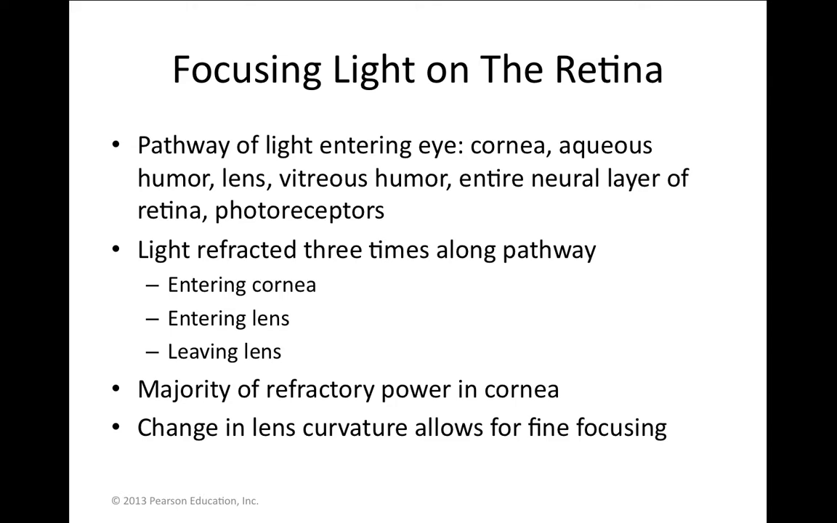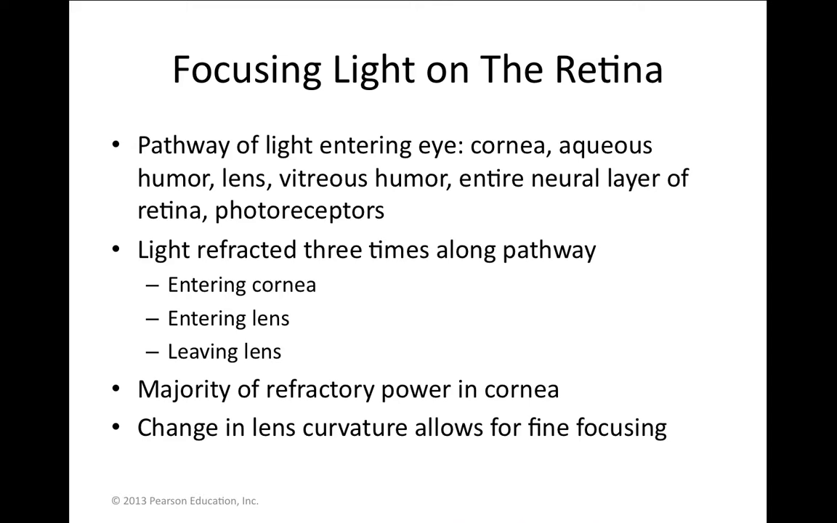Then it goes through the aqueous humor, okay, which passes through the pupil. The light will hit the lens. It will then pass through the vitreous humor, and the entire neural layer of the retina is going to be exposed to that light, and it's going to be read and sensed by the photoreceptors. So most of it is going to be focused on the focal point, which is your macula lutea. But really, the entire retinal layer is going to get some light, and that's how you get that peripheral vision.